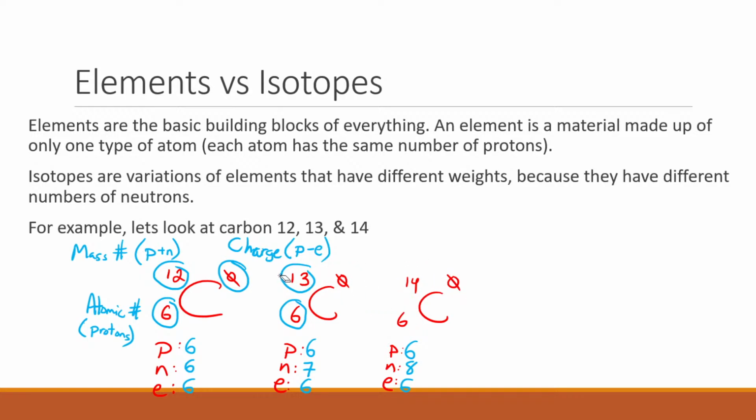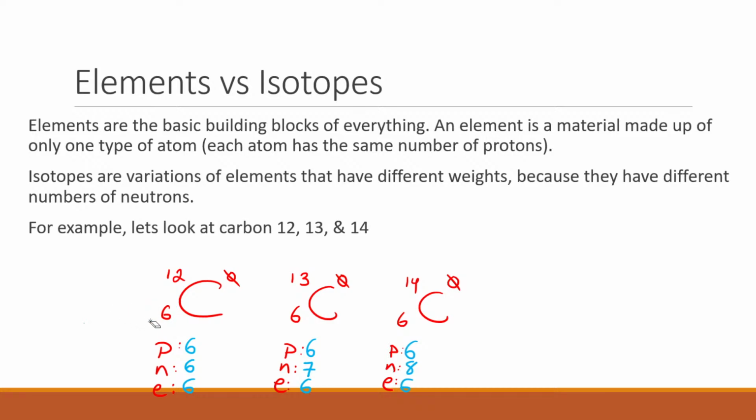Now, when we look at these 3 different isotopes of carbon, we have an important question to ask ourselves. And that question is, what's the mass of carbon? Here we have 3 different atoms of carbon. The first one weighs 12, the second one weighs 13, the third one weighs 14, but they're all still carbon.